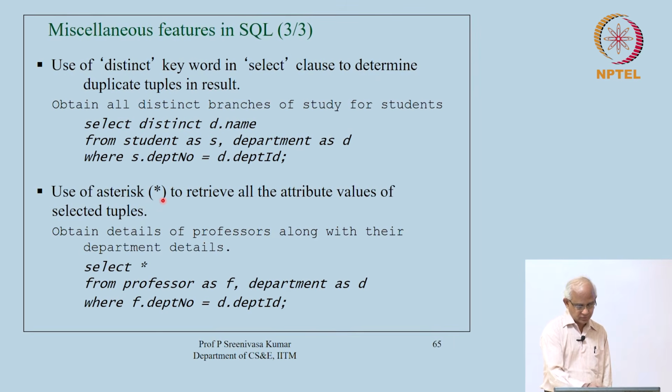And then the use of this asterisk to retrieve all attribute values. It is called select star. So, obtain details of professors along with their department details, whatever all the available details you want to obtain. This will be a wide table, in which all the details of the professors concatenated with all the details of the department will be produced. There are a lot of them, so instead of writing all of them you will just simply put a star there. That is how we can make use of this.